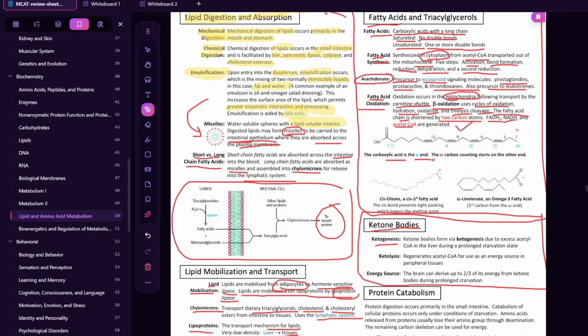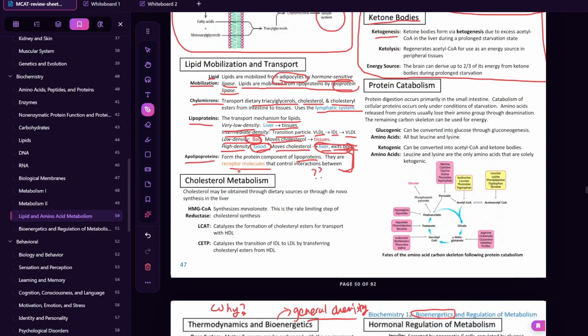So carboxylic acid alpha N versus this carbon, counting starts at the other end. Yeah. And then we can go into ketone bodies, protein catabolism, and cholesterol metabolism. So we were talking about cholesterol just before, so we could do that again now.